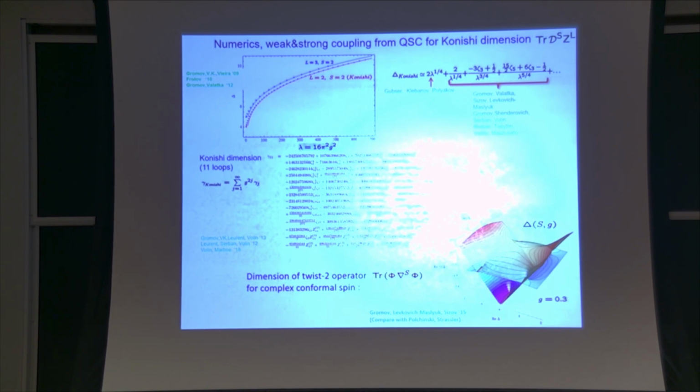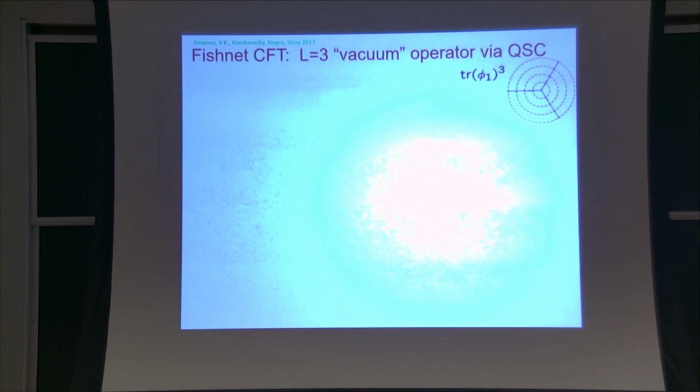And for example, here is the dimension, real and imaginary parts of the dimension of this twist 2 operator with S analytically continued to all complex values, which was important business compared, for example, with old papers of Polchinski and Strassler. But this is the precise picture and exact, more or less. Okay, so I wanted only to give a little review, and I have 5 minutes left.